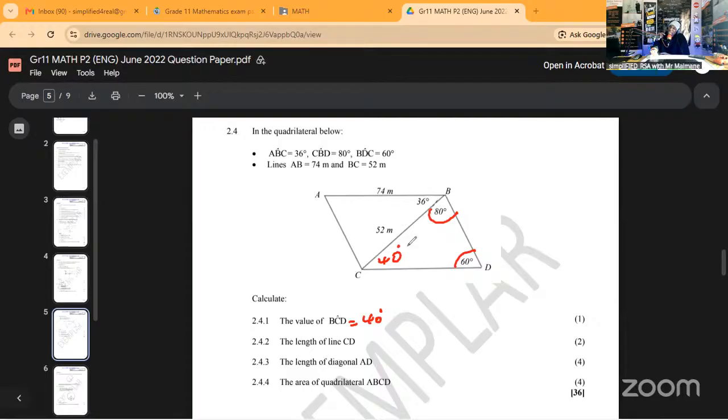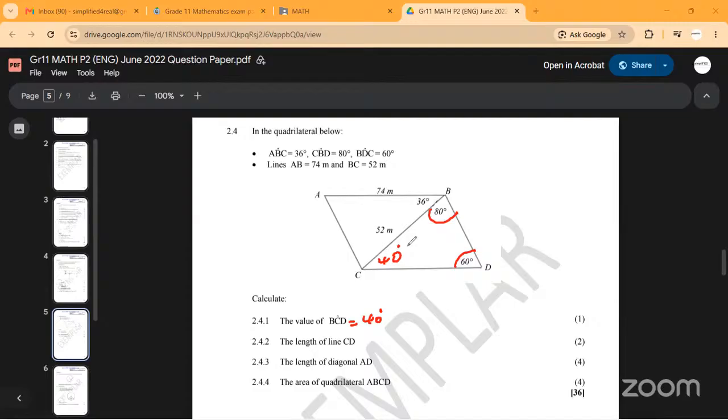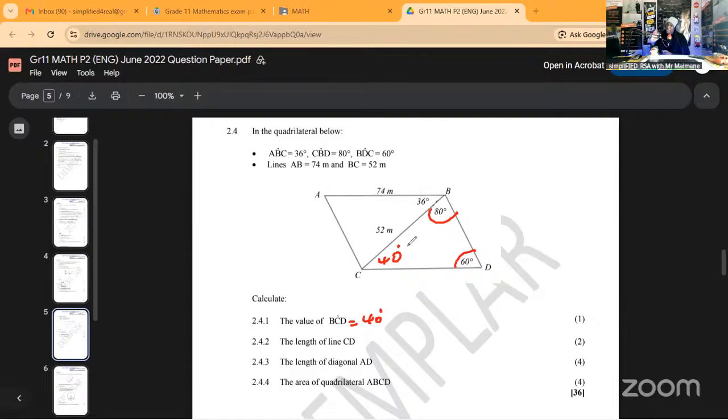Isn't it tempting to say line CD is 74 meters? It is. But don't be tempted. Are the lines parallel? They didn't specify anything. They just told us about the size of the angles and the size of the other lines. So we do not know anything. But you should be happy because you know the sine rule. Right? Okay, please pause a bit.